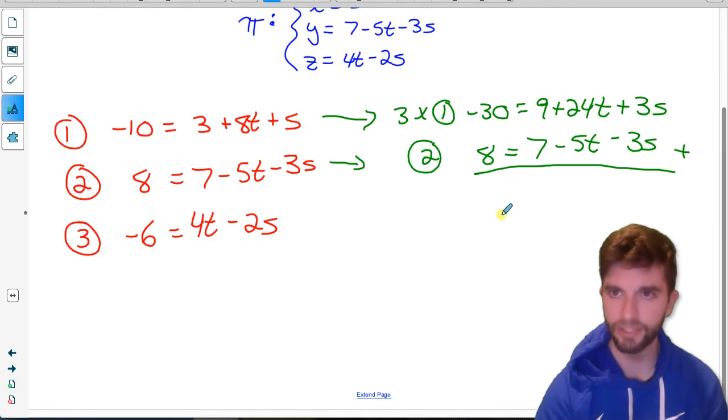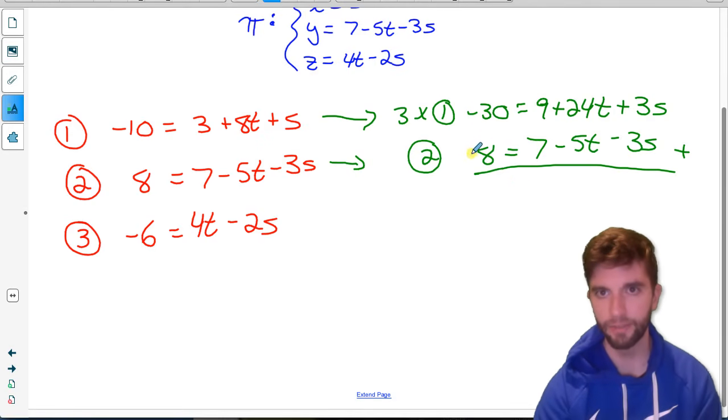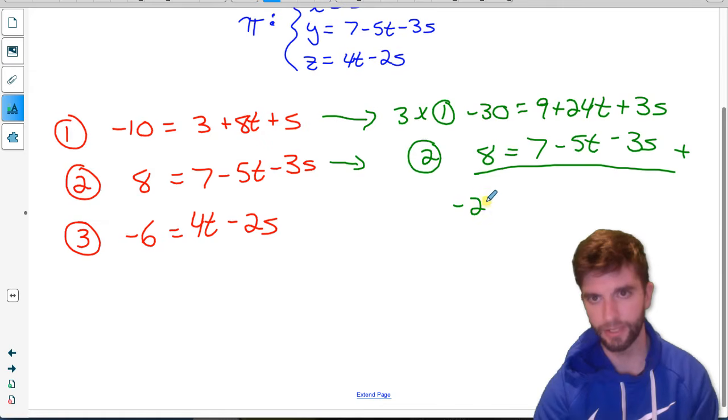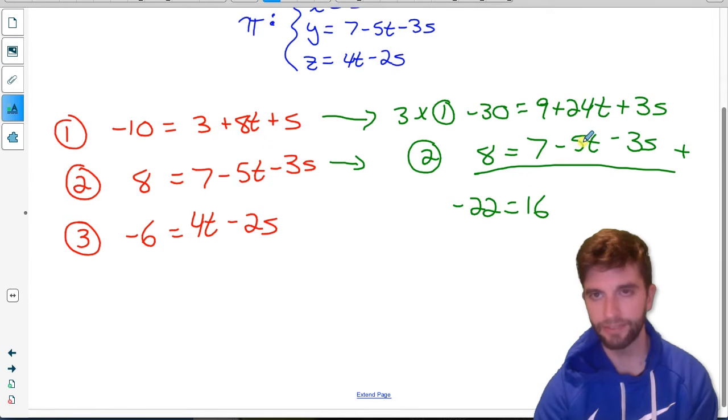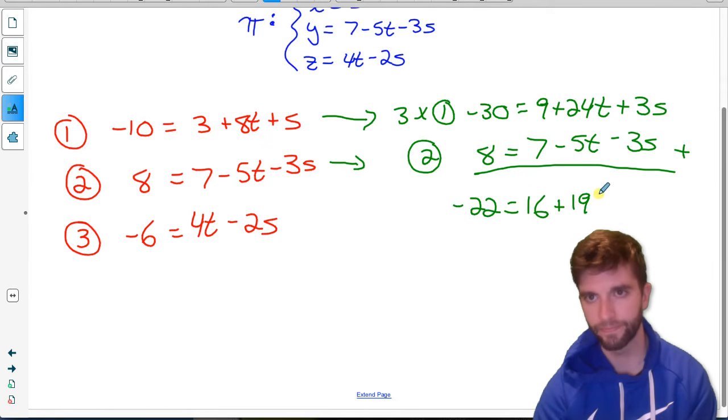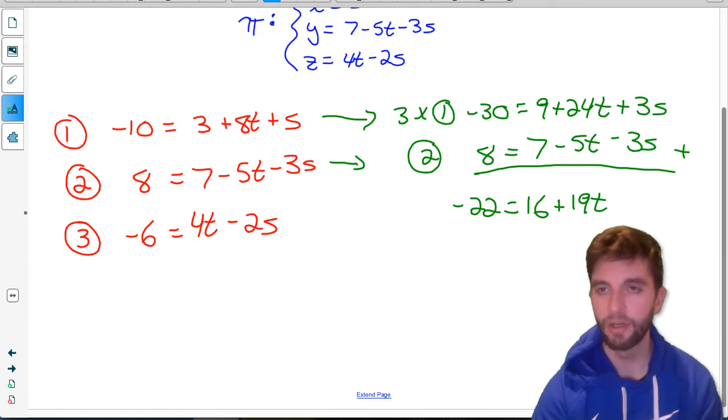That's why this is called elimination. So add all the like terms. Negative 30 plus 8 gives me negative 22. 9 plus 7 is 16. 24t plus negative 5t is 19t. 3s plus negative 3s is 0s, so they eliminate.